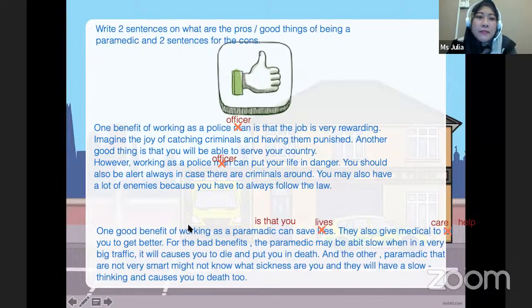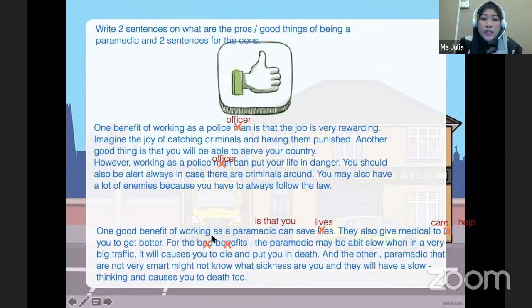For the bad, okay, benefit is a good thing, so you cannot say for the bad benefits. It automatically becomes an opposite thing. For the bad, maybe we can just use cons. Cons is an easier word. For the cons, so we change bad. You cannot say bad benefit, because benefit automatically means a good thing. So you cannot put the words together, bad benefits. Okay, so now we change.